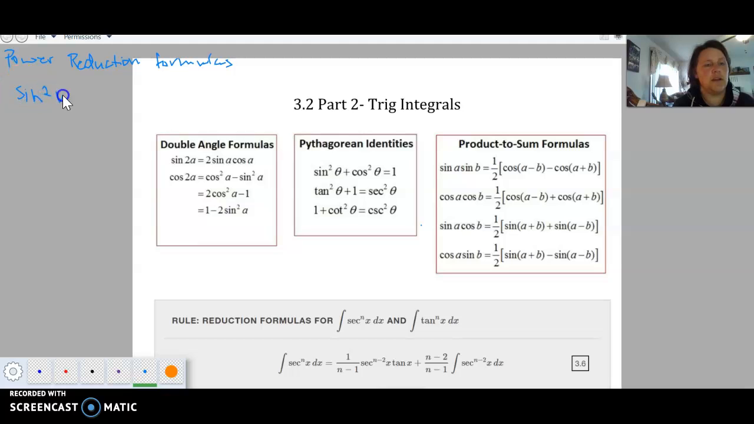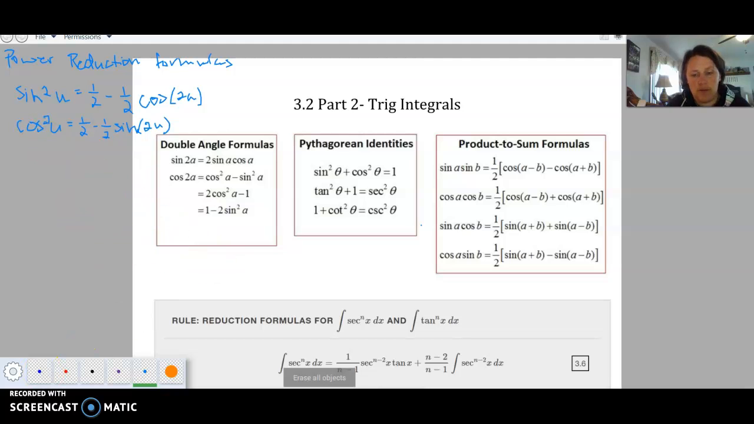sine squared of u is equal to 1/2 plus 1/2. Let me make sure that's right. Nope, the sine is minus. So 1/2 minus 1/2 cosine of 2u. And then the power reduction formula for cosine squared of u is equal to 1/2 plus 1/2 cosine of 2u. Okay, so those are our power reduction formulas for sine squared and cosine squared.